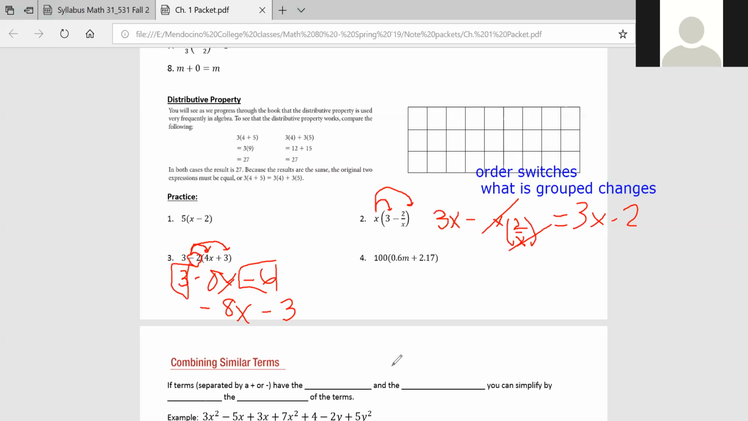Yes. And when we look at question 4, we have decimals. And when we distribute that 100, because this is in the hundredths place and this is in the tenths, we will get rid of all the decimals. Right. So it becomes what, 60m plus 217. Exactly. So now you've cleared your decimals. Now those are equivalent expressions.